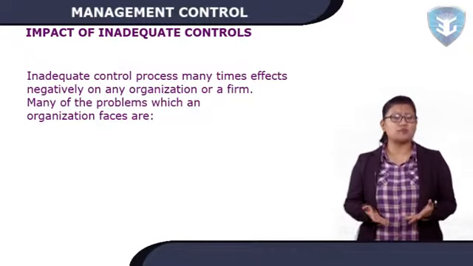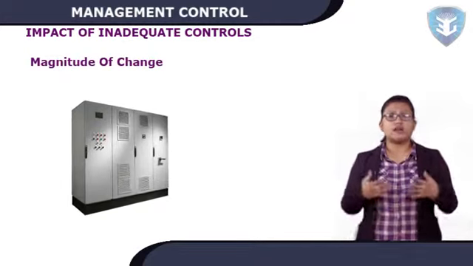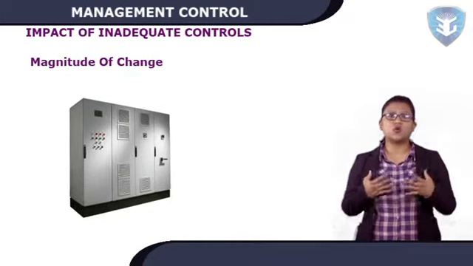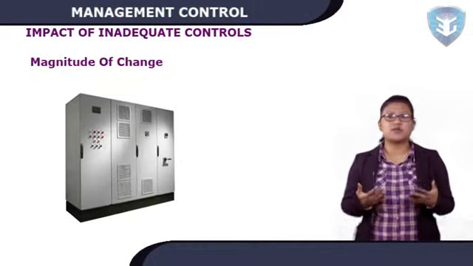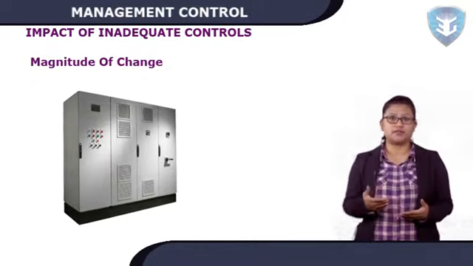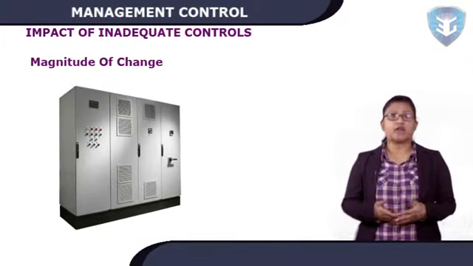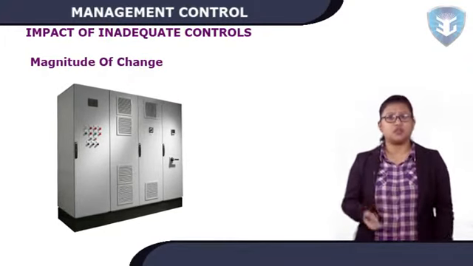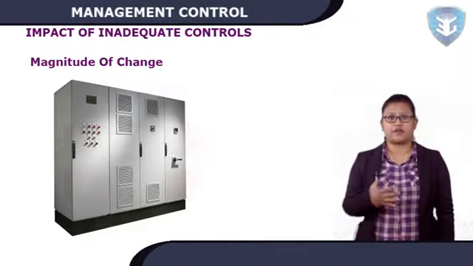Many of the problems which an organization faces are related to the magnitude of change. Control systems are mostly designed to cope with changes of a certain magnitude. Certain decisions are made regarding which of the variables in the system can change, how much they will change, and what actions can be taken to correct these changes.